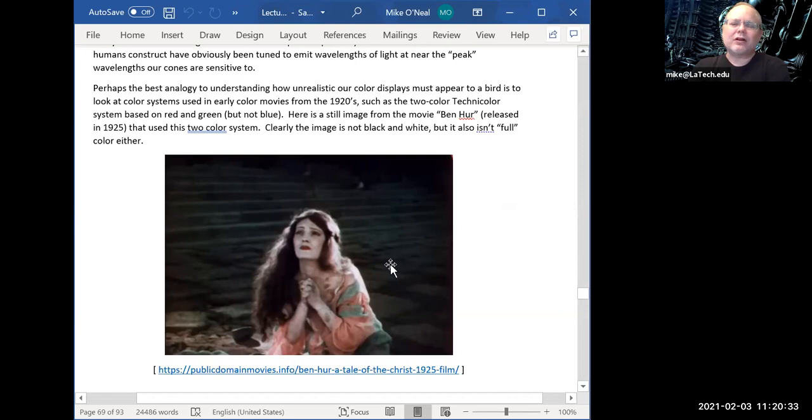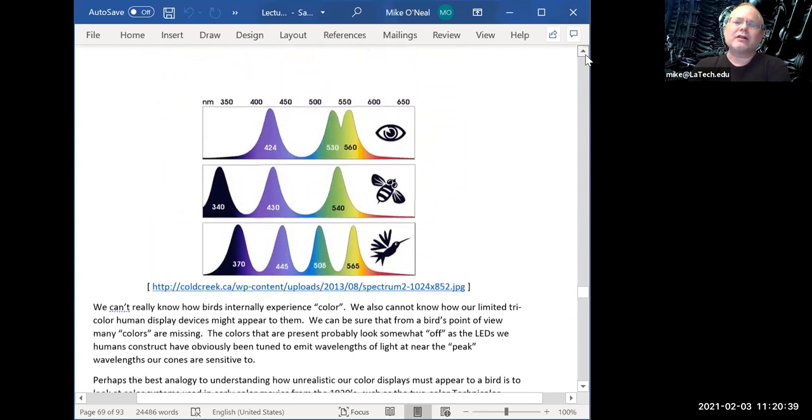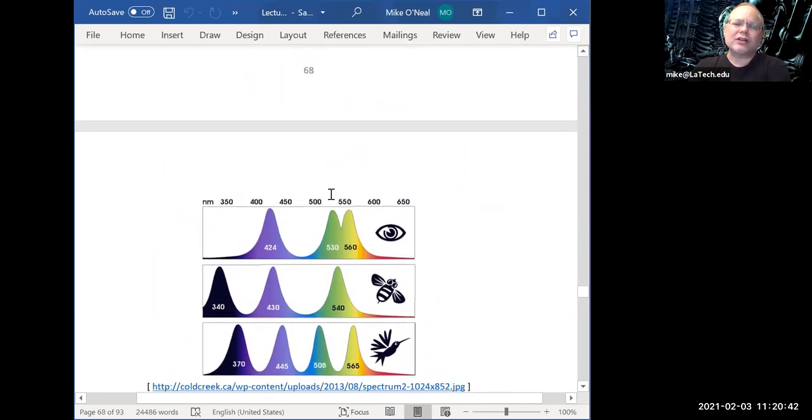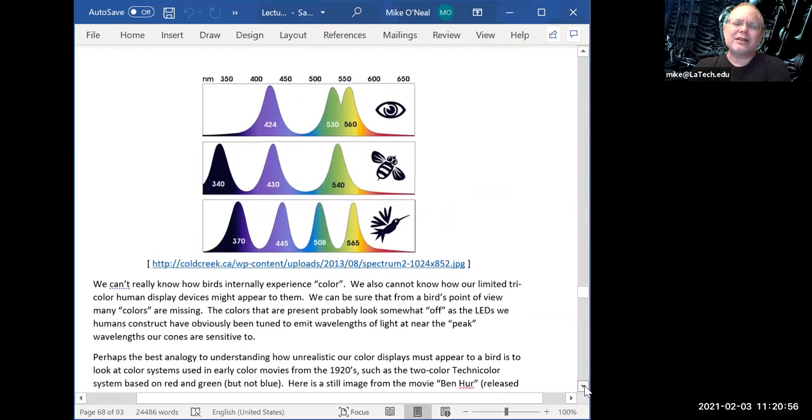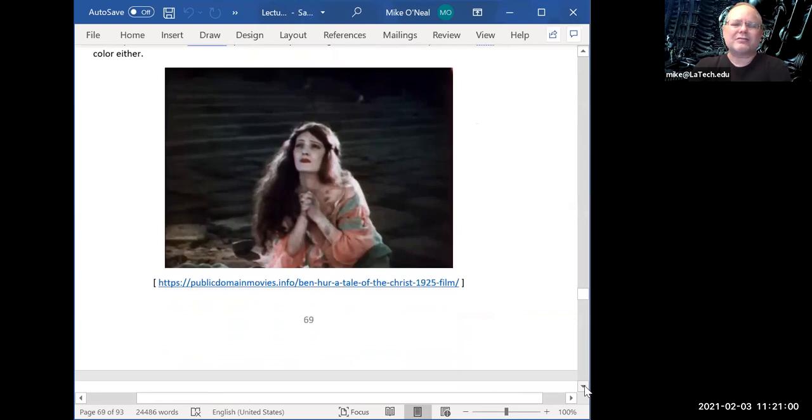But this was one of the early experiments with color. That image that you're looking at there is red-green color. So essentially, there are only two colors in those images. There's no blue channel, and that's why you can see that the image is in color, but you can also see that there are a lot of colors that are missing.